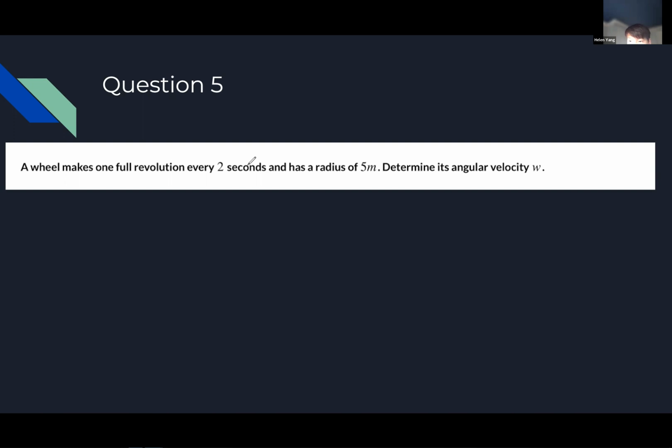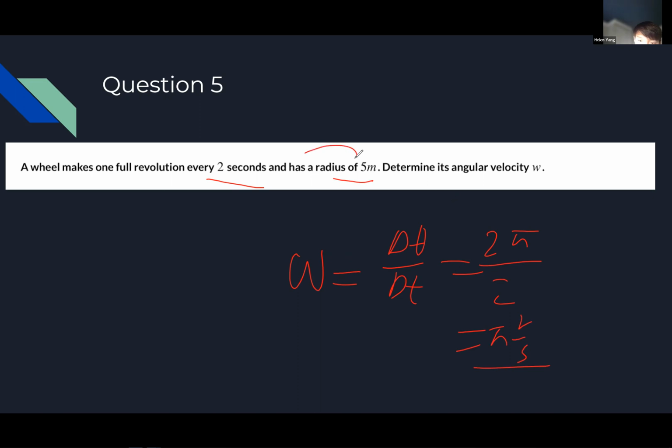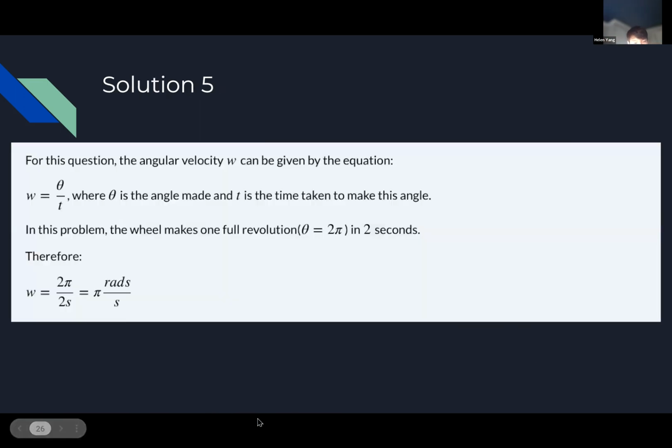Okay, so it says a wheel makes one full revolution every 2 seconds and has a radius of 5 meters. Determine the angular velocity. So the formula for angular velocity again is theta over time. So if it makes one full revolution, 2 pi over 2 seconds, so it says pi radians per second. So they just put that into 3, I guess. This is the solution.